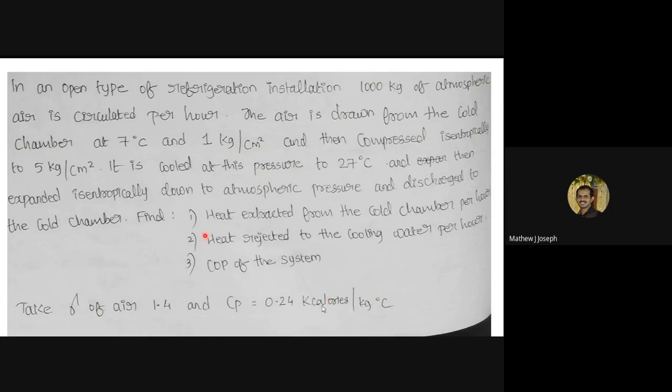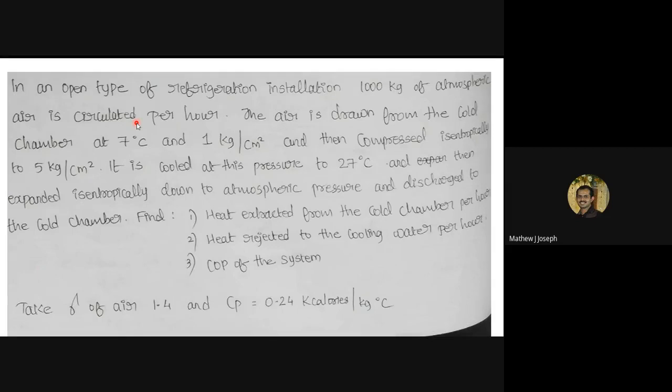Okay. So now again let us read this question once more. In an open type of refrigeration installation, they are talking about a refrigeration system. 1,000 kilogram of atmospheric air is circulated per hour. Again they are saying the air is drawn from the cold chamber at 7 degrees Celsius. So here it is very clear that the working fluid is nothing but the atmospheric air. We have already studied a refrigeration system with working fluid as air, which is our air refrigeration system, or in other terms, reversed Joule cycle or Bell-Coleman cycle.